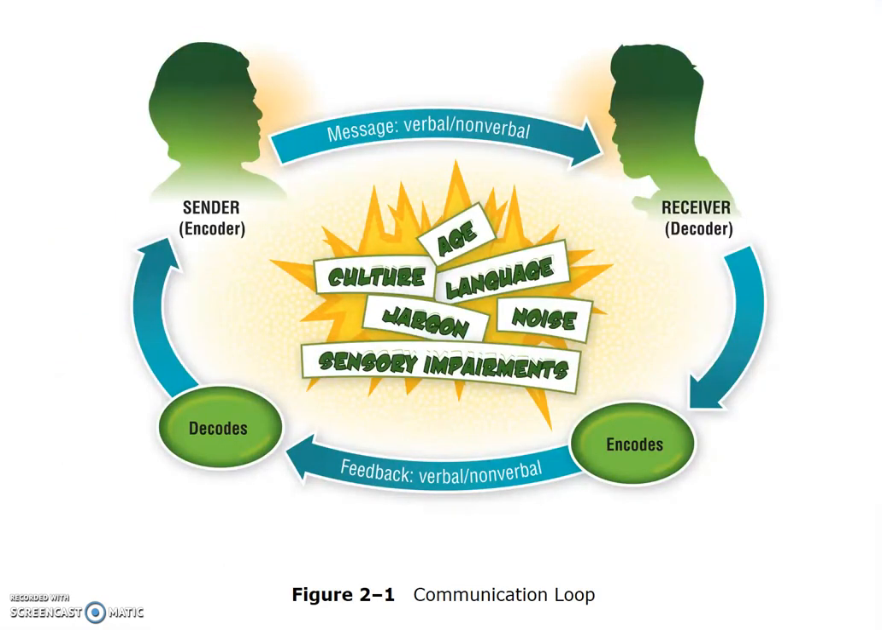Figure 2.1, the communication loop, gives the message, verbal or nonverbal, to the receiver, who decodes it, then gives feedback, encodes it again, and then the sender receives it. This can be an issue when we look at the age of our patient, language spoken, sensory impairments. Medical jargon could potentially mess up the message as we go, and we will have an activity on this in class.